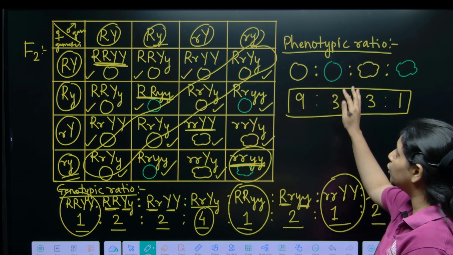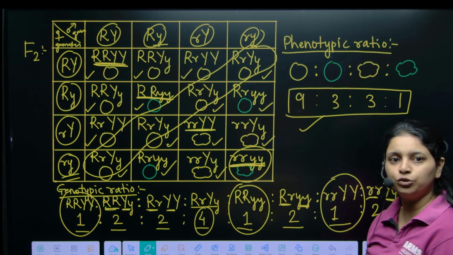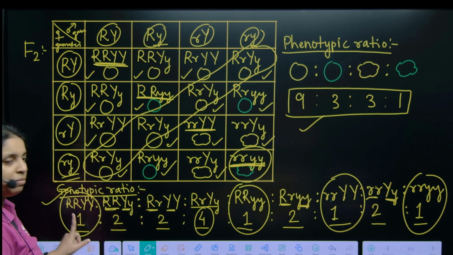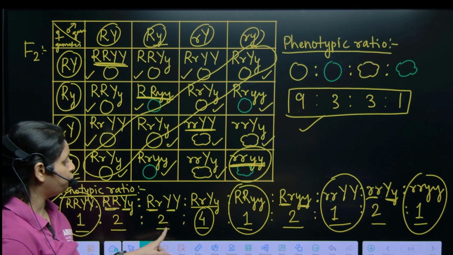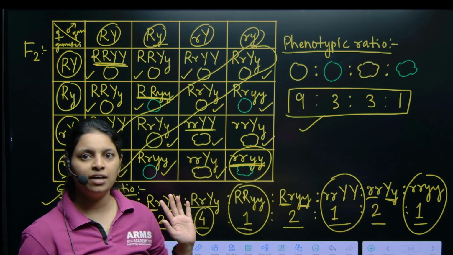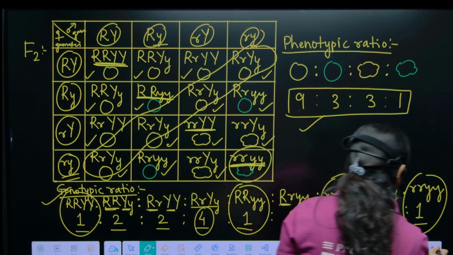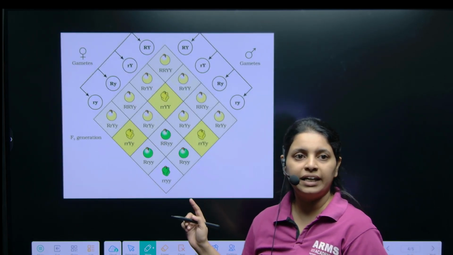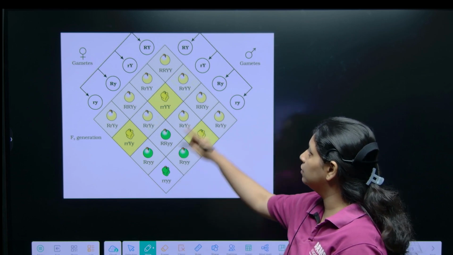The phenotypic ratio is this, 9 is to 3 is to 3 is to 1. And then the genotypic ratio is this one. Okay, remember this. 1 is to 2 is to 2 is to 4 is to 1 is to 2 is to 1 is to 2 is to 1. Right? Very easy. In your textbook, basically, this is how all the possible gametes, male and female, and the offsprings are given.